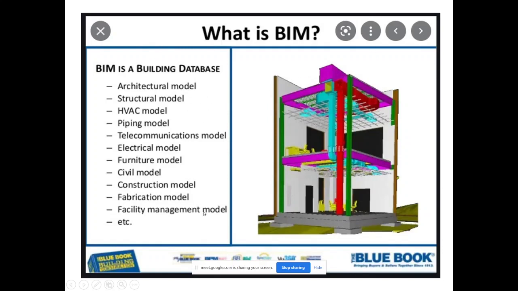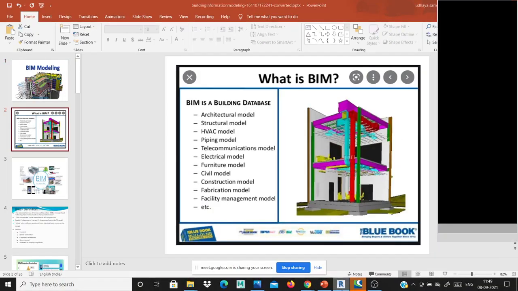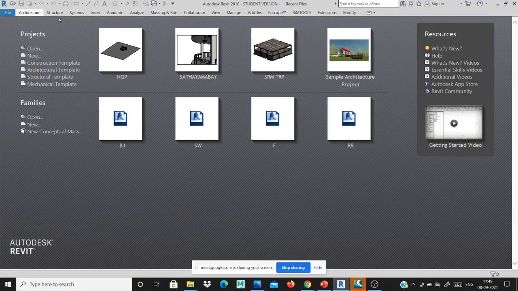Okay, all these things: architecture, structural, HVAC, piping, telecommunication, electrical, furniture, it's all done in one software, that is called BIM software. The BIM software is Revit. I will show some of the BIM Revit software. Civil engineers know the Revit software. I do not go in depth. I just show that this is our Revit software series.